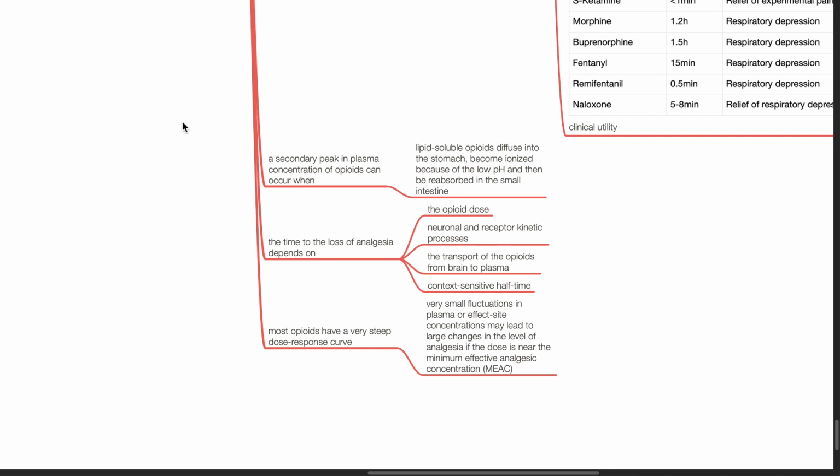The time to the loss of analgesia depends on the opioid dose, neuronal and receptor kinetic processes, the transport of the opioids from the brain to the plasma, and context-sensitive half-time. Most opioids have a very steep dose-response curve. Very small fluctuations in plasma or effect site concentrations may lead to large changes in the level of analgesia if the dose is near the minimum effective analgesic concentration, MEAC.